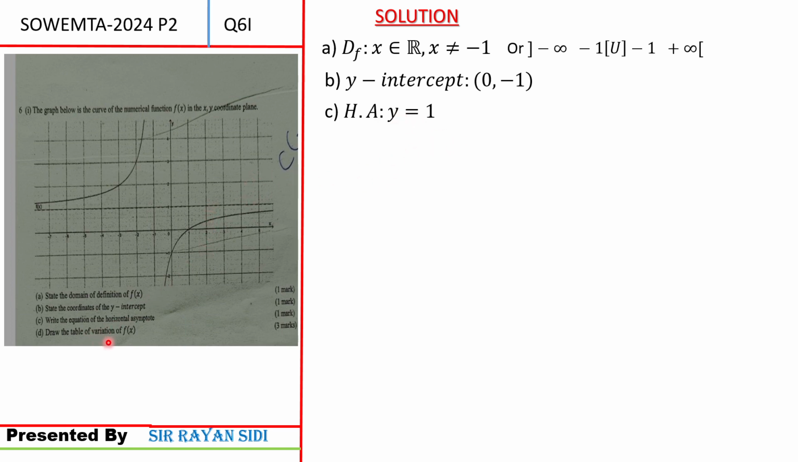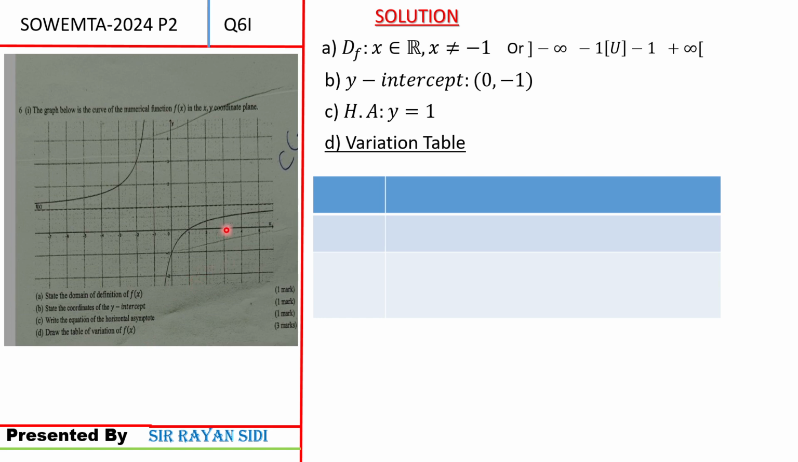Now the last part of the question is that we should draw the variation table of f of x. To draw the variation table of f of x, first of all, have our variation table like that. We have f prime of x, we have f of x. We spread out the domain, which is -infinity, then we have -1, then we have +infinity. After framing our variation table, we can now represent the vertical broken line on the variation table, because the vertical asymptote is always represented on the variation table.